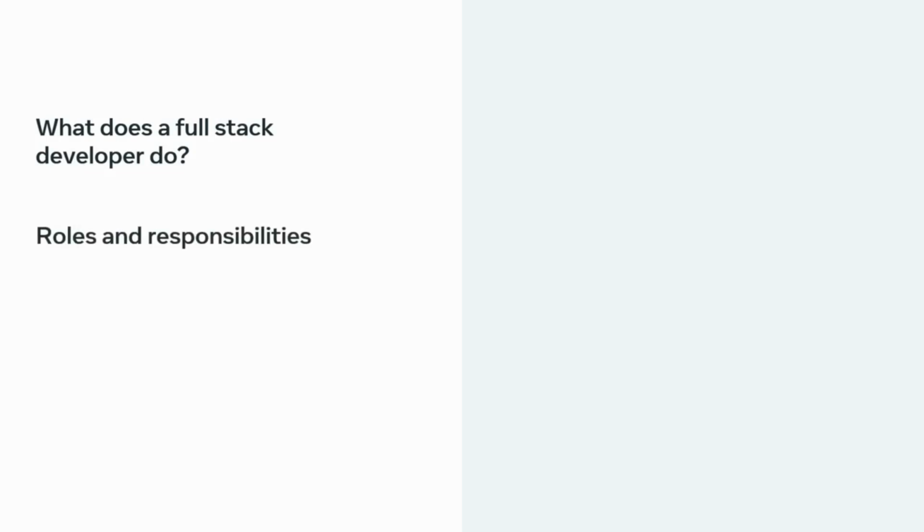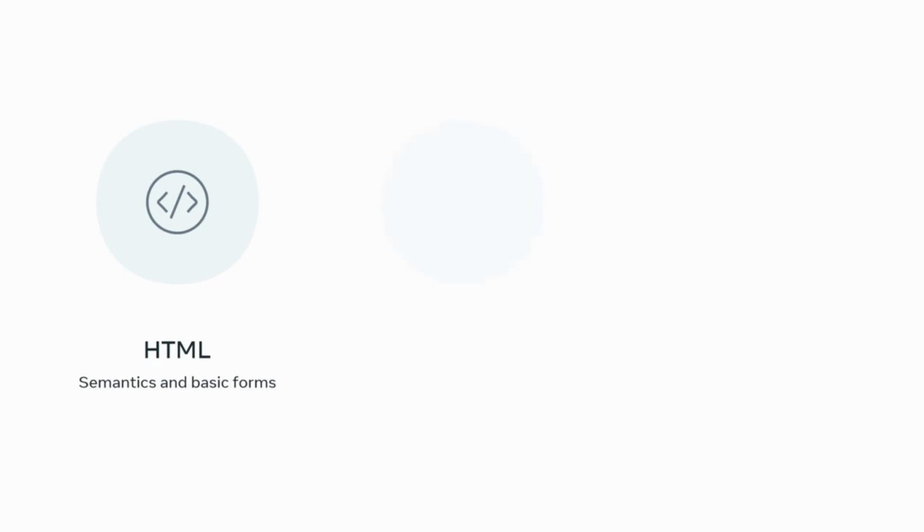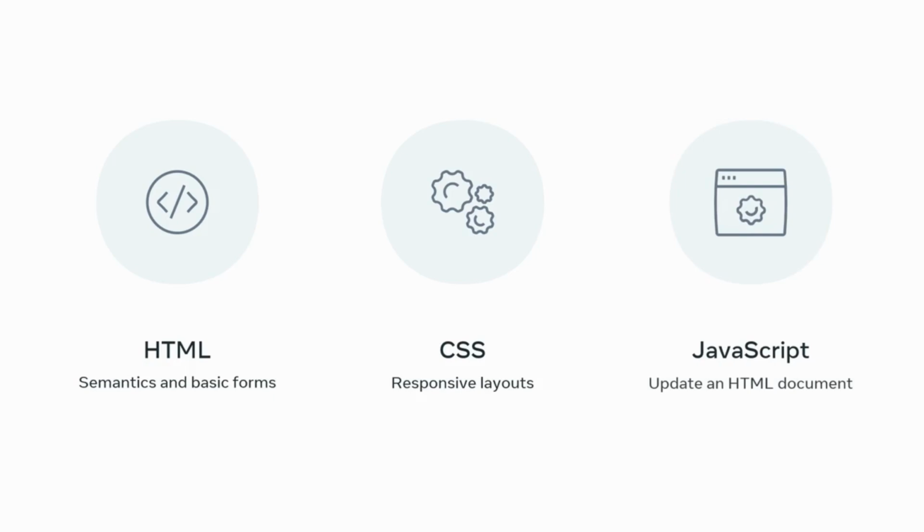Now, let's move on to the content the course will cover to make sure you're ready for such an endeavor. Module 1 offers an introduction to the full stack and what a full stack developer does. This entails learning about the roles and responsibilities of a full stack developer, as well as making sure you understand n-tier architecture. Module 2 is all about front-end technologies like HTML, CSS, and JavaScript. Some of the key concepts you'll learn about are semantic HTML and basic forms, CSS and responsive layouts, and how to update an HTML document using JavaScript.